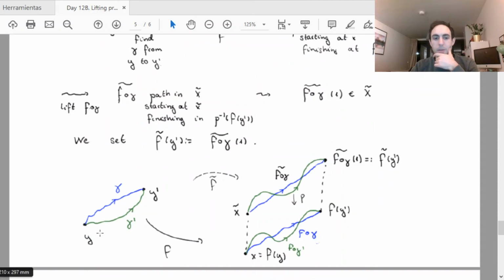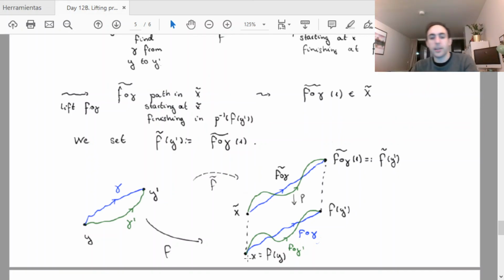Now let's look at the picture. So this map gamma tilde goes from y to y apostrophe. Now when I apply f, y goes to x by assumption, because this is a pointed map, and y apostrophe goes to some f of y apostrophe. Great. Now what I can do is try to lift. And how do I do this?